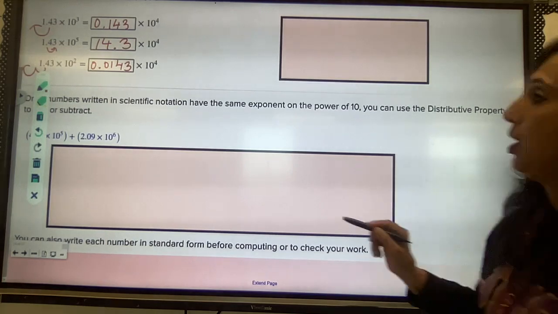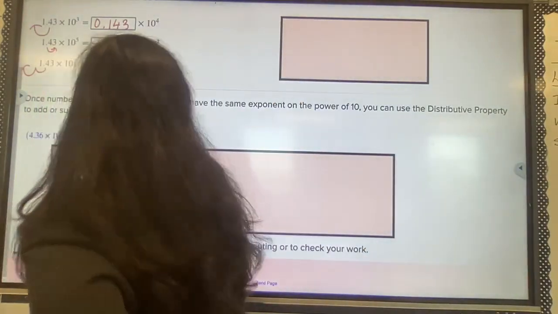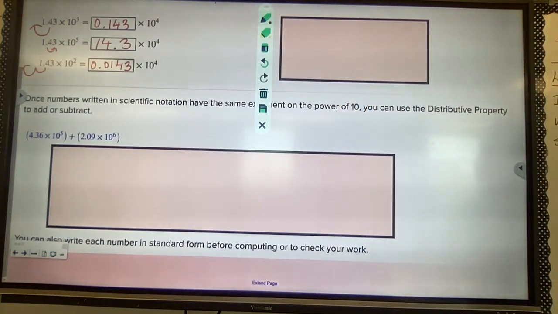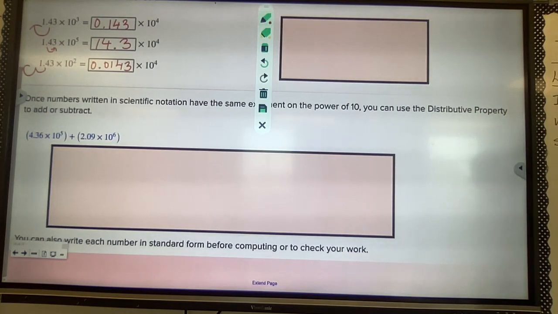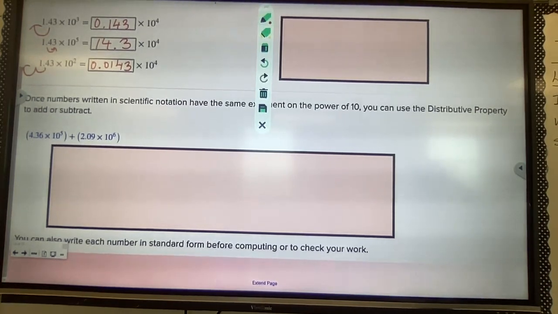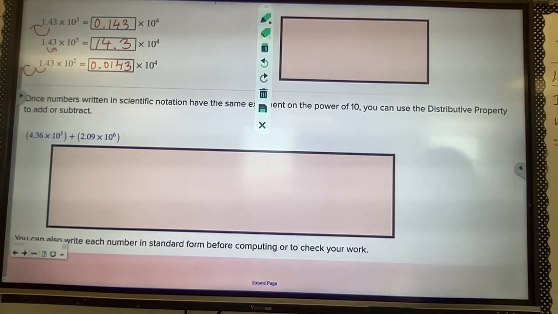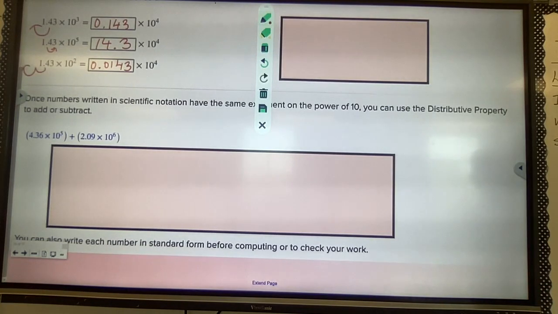Okay, so let's say I have this question given to me over here. I have 4 and 3600 times 10 to the fifth power, plus 2 and 900 times 10 to the sixth power. So what I'm going to do is change them both to exactly the same format. So I'm going to change them both to 10 to the fifth power. So the first one is already in the correct format. So I am going to rewrite with the same power of 10.